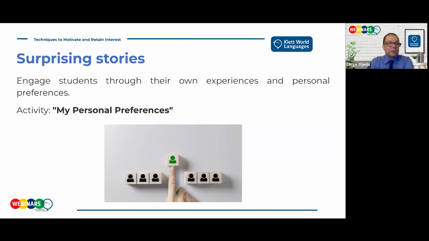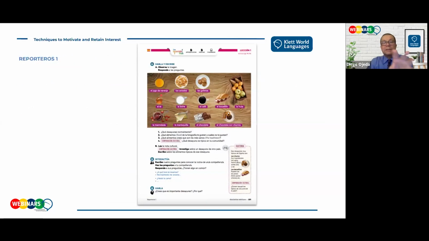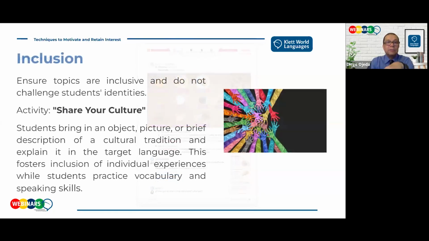Another activity, my personal preferences. For example, when we talk about food, let's allow autonomy. Let's allow them to talk about whatever they want, whatever food. And we know that these kids, most of them, probably don't eat very healthy, but we need to know what they're eating. And if they're using the target language for that and they are connecting with the language, that's motivation. It's important to bring up topics that are inclusive, that do not challenge their identities.